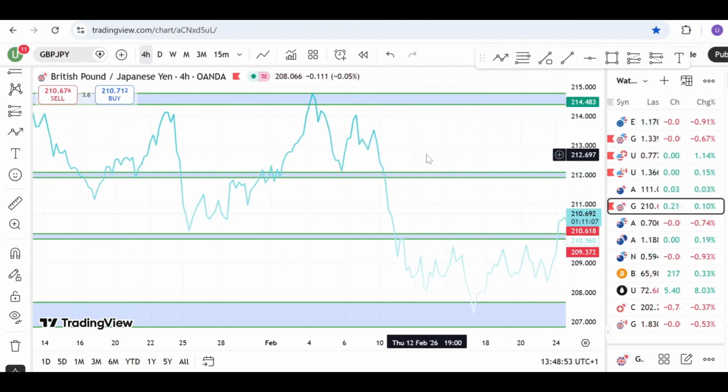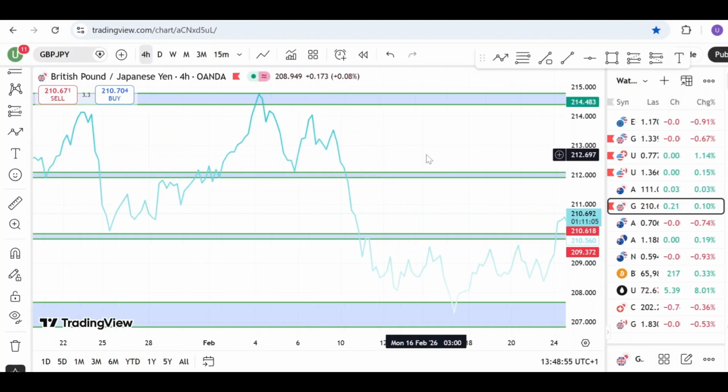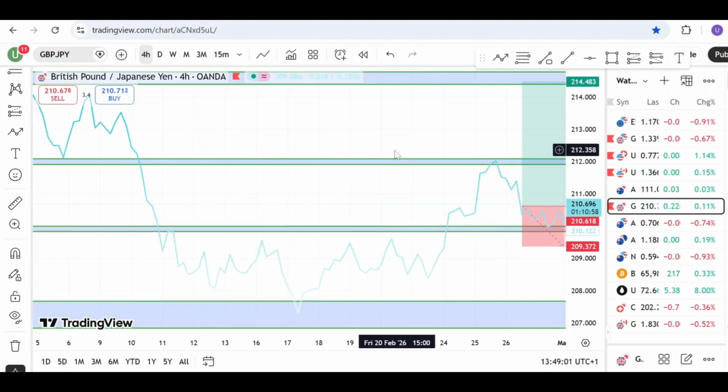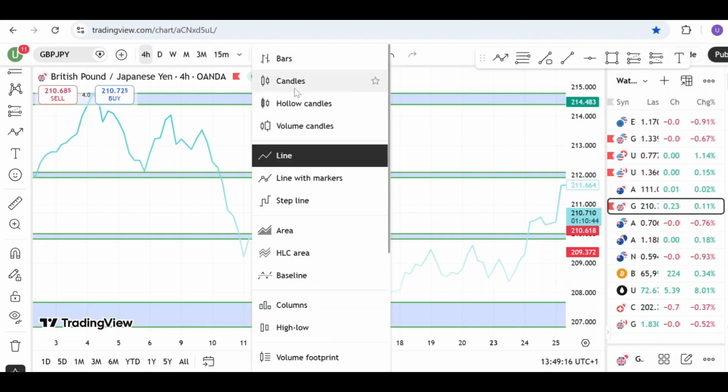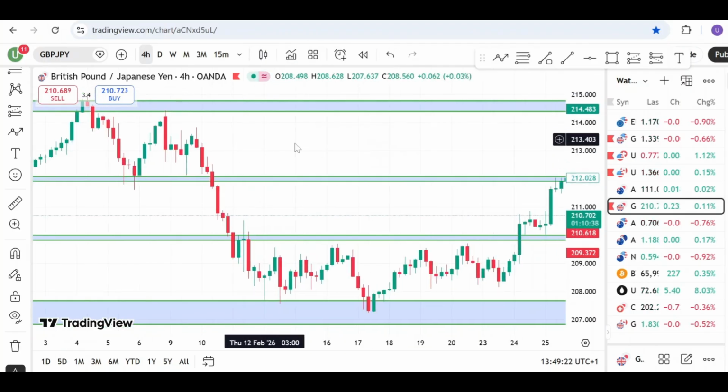Another thing I have to tell you is that a candlestick has the open price and the close price, the highest price reached by the market, and the lowest price reached by the market. Let me return to the candlestick chart so that we can see clearly.